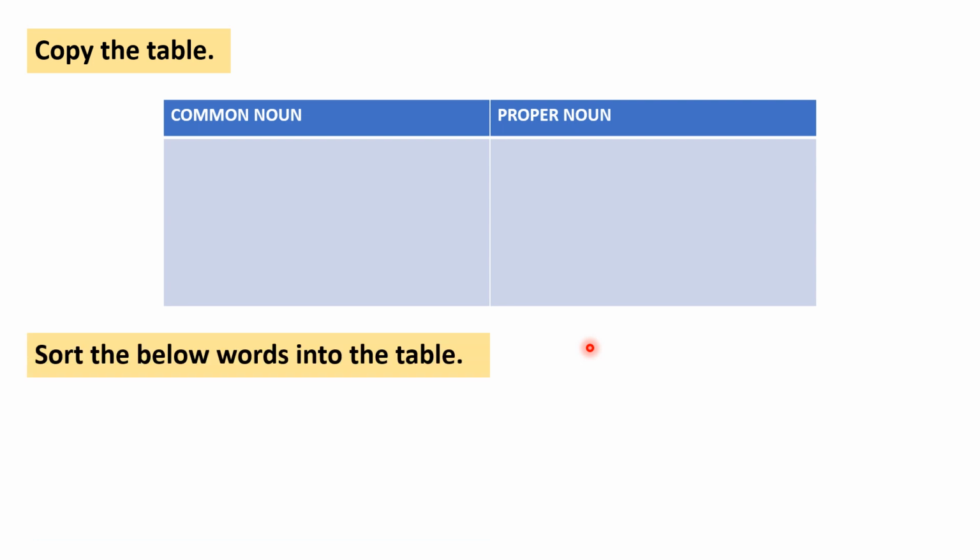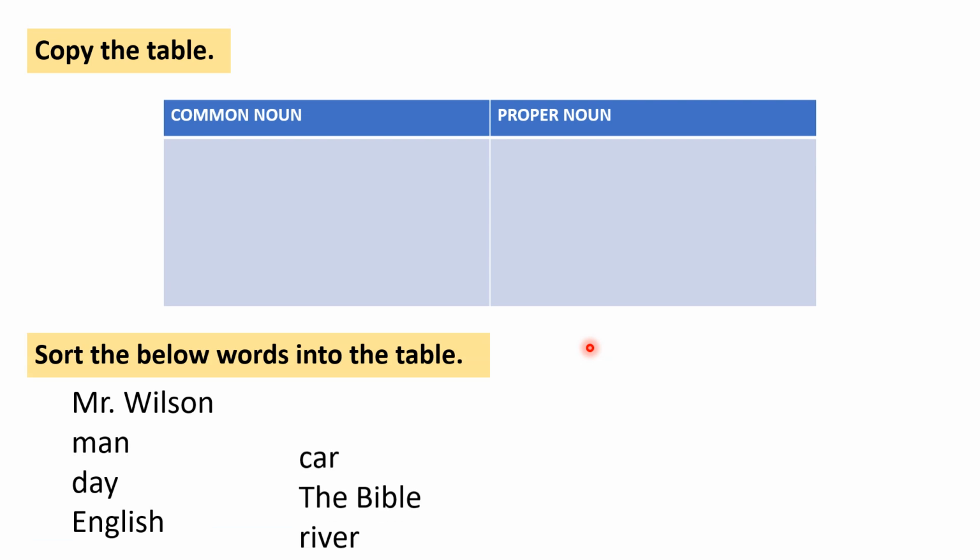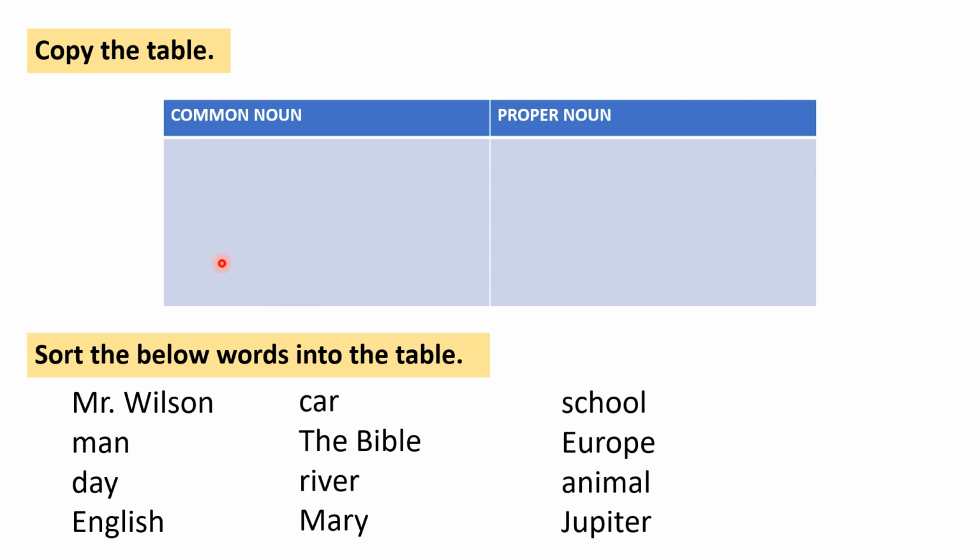Now, what I would like you to do is sort the below words into this table. You need to decide whether these words are common nouns or proper nouns. Remember, you need to think about whether they have a capital letter or not. That should help you decide whether it's a common noun or a proper noun. There are 12 words here. 6 of them are common nouns and 6 of them are proper nouns. Pause the video and sort the below words into the correct section of your table, please.